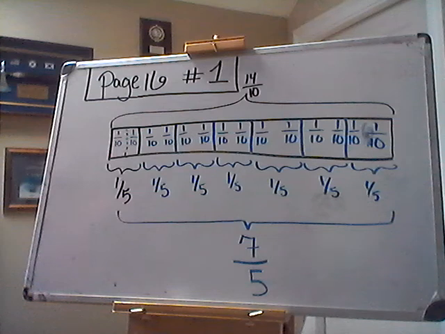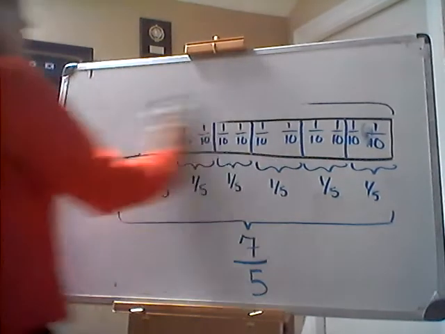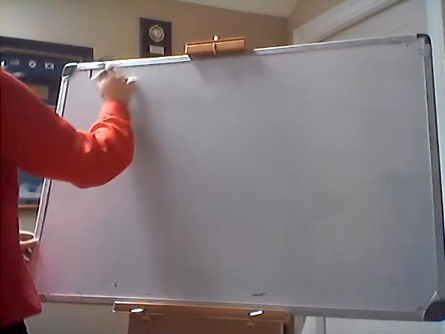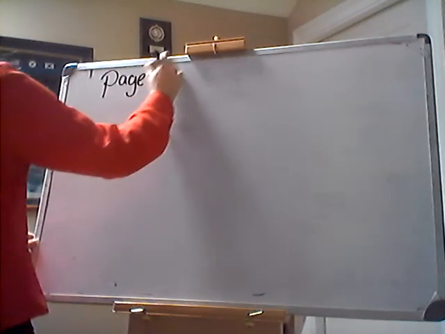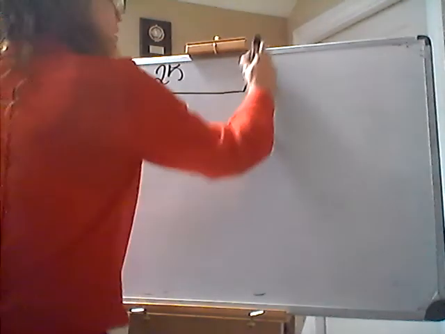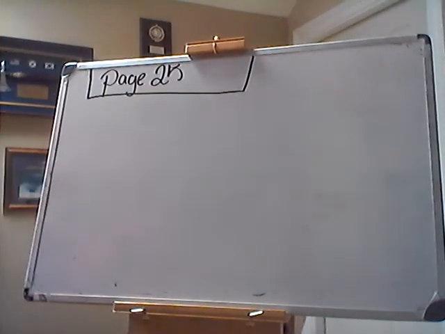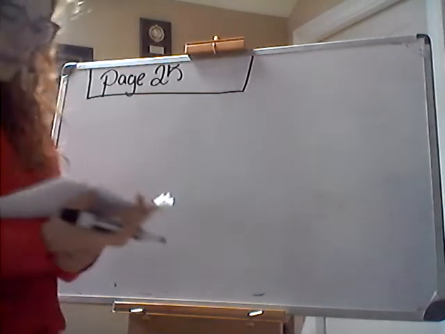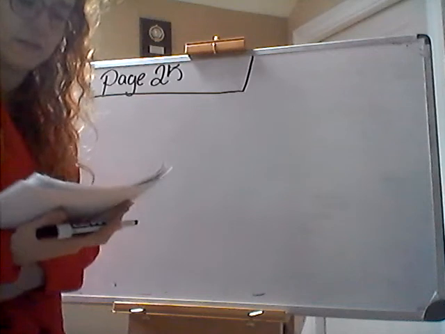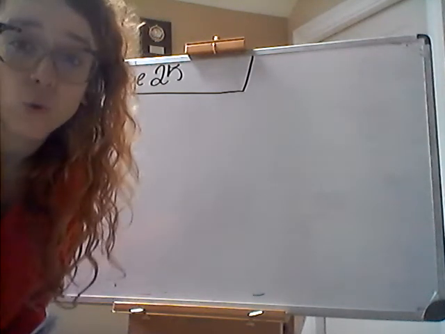All right, the next page that was asked about was page 25. Page 25. The person that asked for page 25 did not specify a number. So we're just going to talk about the skill in general. Okay. It says, check each answer to see whether the student evaluated the expression correctly. Guys, that means did they follow the order of operations?